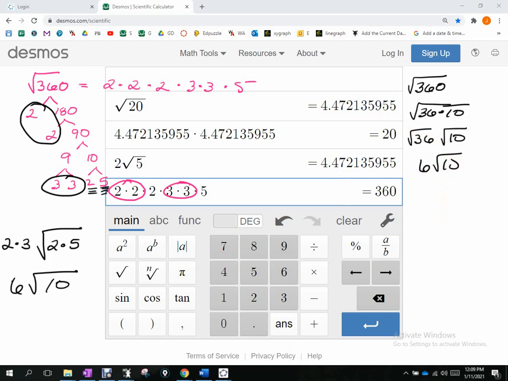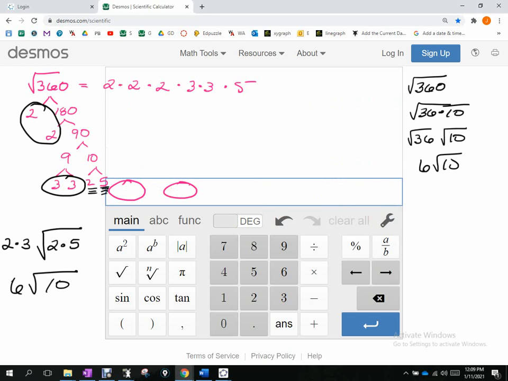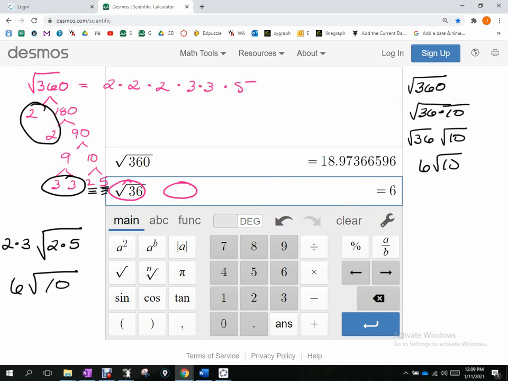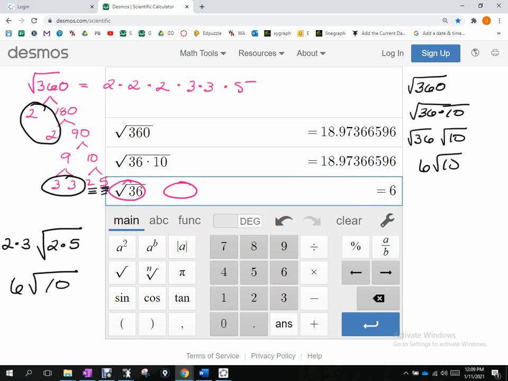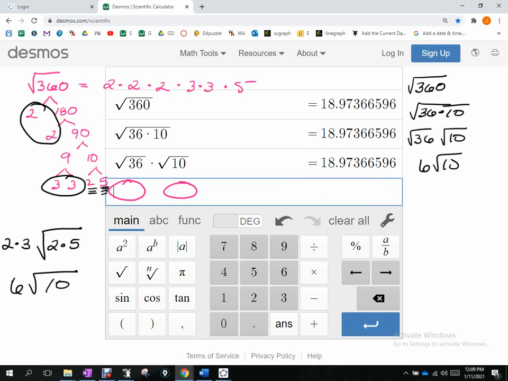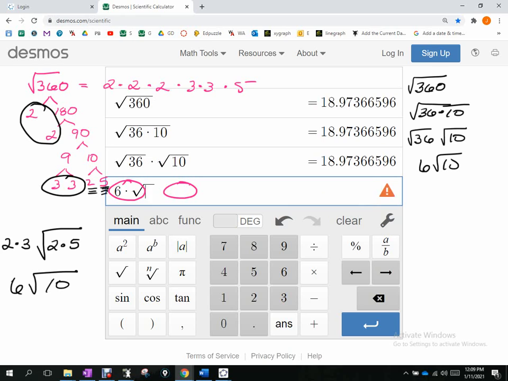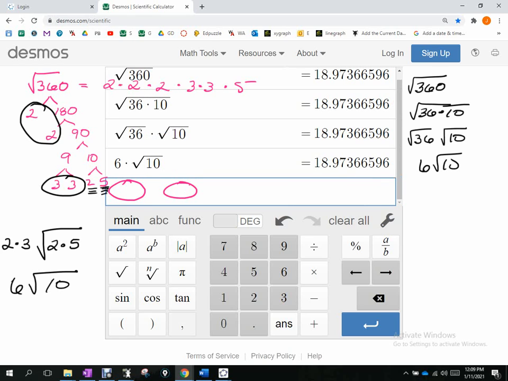Okay, and I show you all of those things here, and the fact that they're equivalent. So if I go square root of 360, we see that that's the same thing as the square root of 36 times 10, which we could then say is the same thing as the square root of 36 times the square root of 10, which then is the same thing as 6 times the square root of 10. Okay, so they're all equivalent formats. That's the best one for us to work with. Okay, so that's what they mean by simplifying.